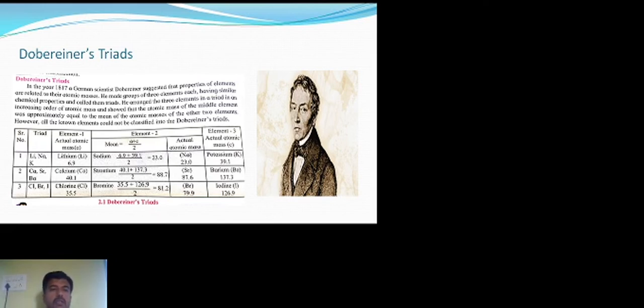Similarly, other examples are given here: calcium, strontium and barium, and chlorine, bromine and iodine. You can check the atomic masses in these examples. The average of the other two elements is approximately equal to the atomic mass of the middle element. So this is the classification of elements by the scientist Dobereiner.